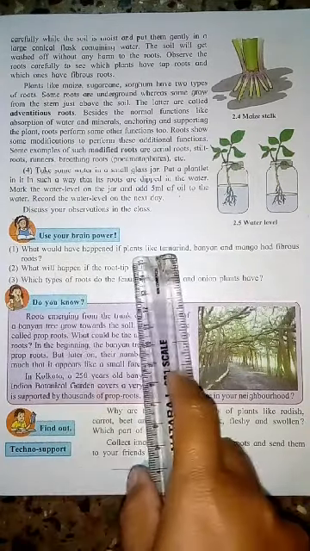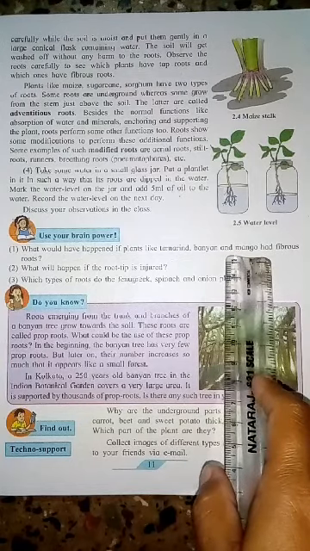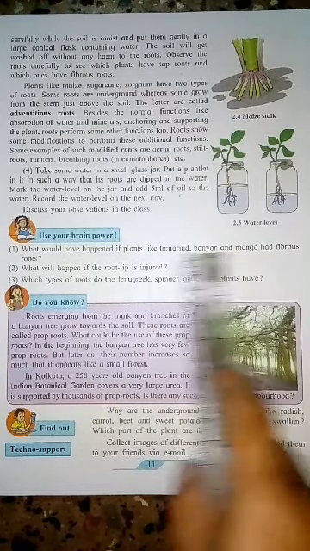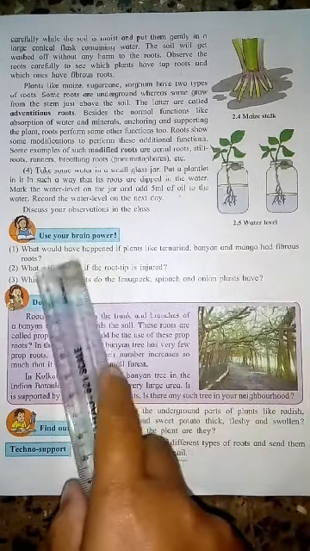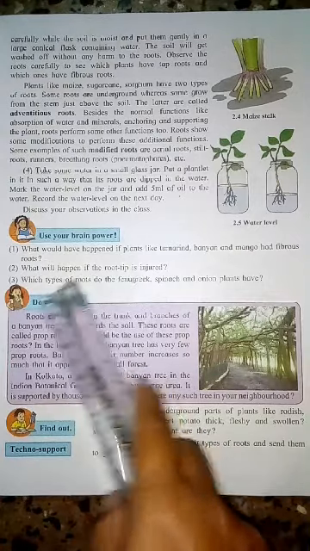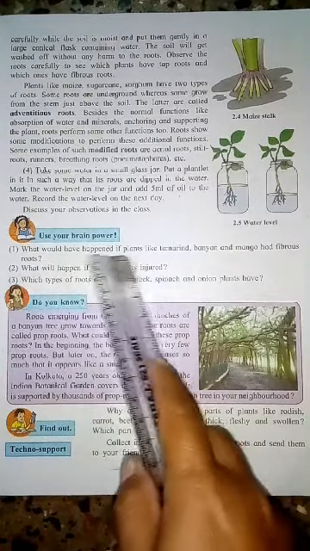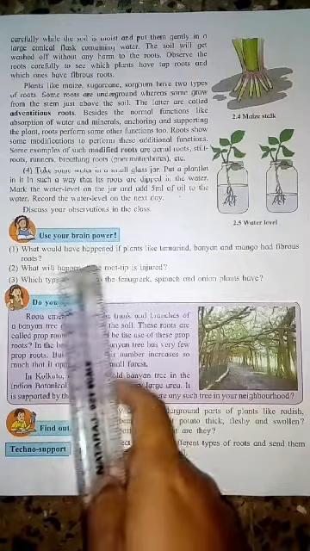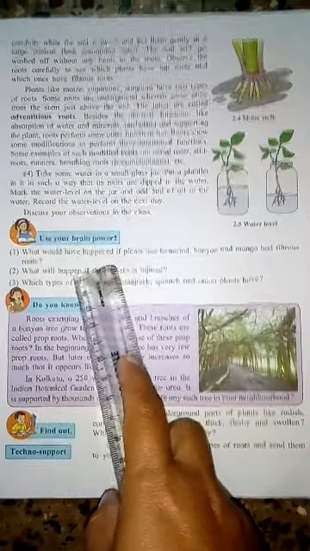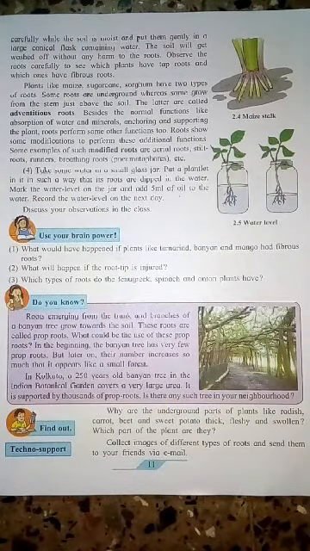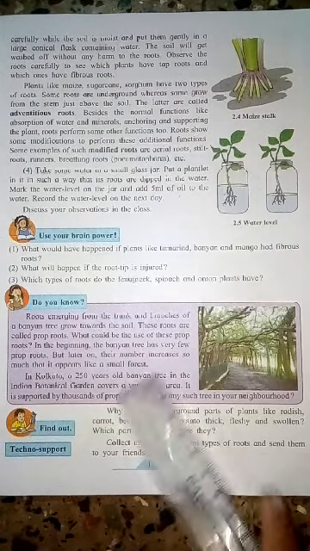If the tamarind, banyan and mango trees had fibrous roots, they could easily fall off because of the wind, and because the trees are very big, they may harm the animals and human beings.